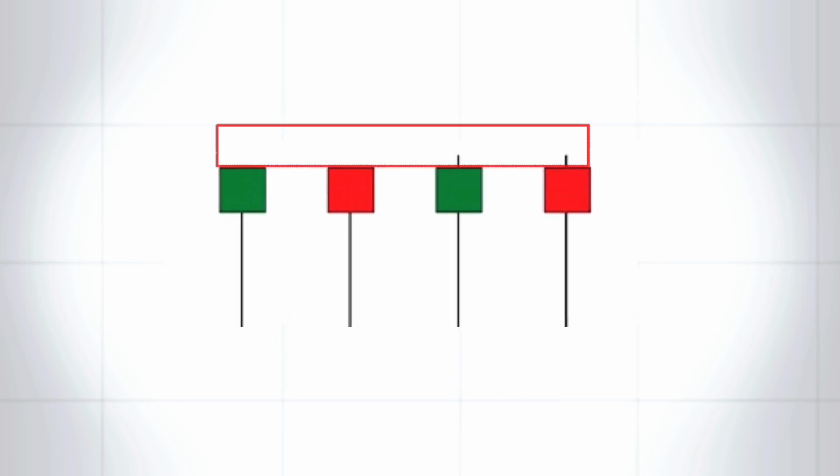Now let's talk about how to identify a hammer and an inverted hammer on the chart. These are the characteristics of a hammer and inverted hammer. The hammer has a small real body, positioned near the top of the candle's range. It also has a long lower shadow that is at least twice the length of the body, signaling a rejection of lower prices. And then a minimal upper shadow that reflects limited price movements above the opening price.